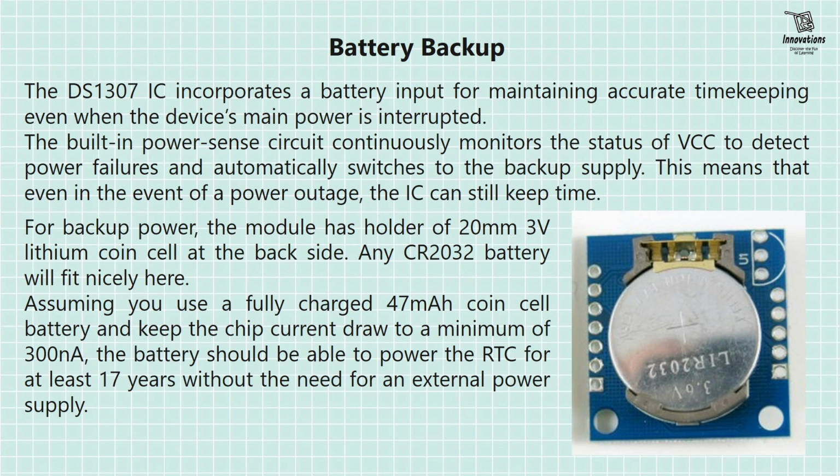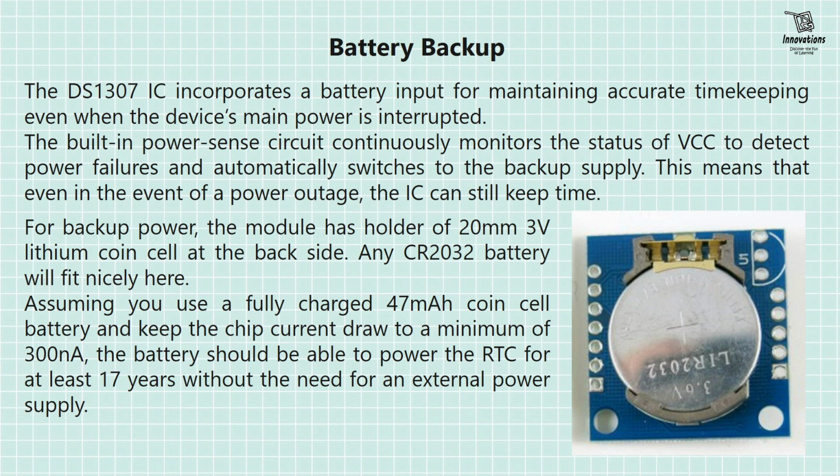Now the battery backup. The DS1307 IC incorporates a battery input for maintaining accurate timekeeping even when the device's main power is interrupted. The built-in power sense circuit continuously monitors the status of VCC to detect power failures and automatically switches to the backup supply. This means that even in the event of a power outage, the IC can still keep time.